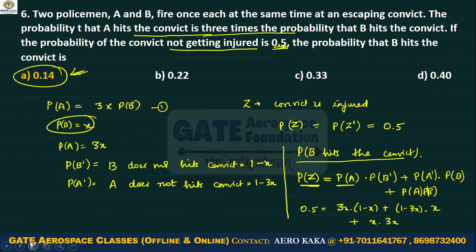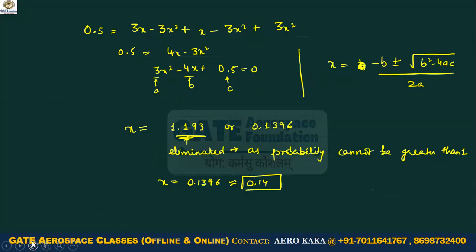The main idea of this solution lies in this equation only, so you need to understand this equation. This equation talks about three terms: when A hits the convict, B does not hit the convict; when A does not hit the convict, B hits the convict; or when A and B both of them hit the convict. For each of these, we have assumed x, 3x, 1 minus x, 1 minus 3x, and we had taken the condition that there is a 50% chance of the convict getting injured or not getting injured in any case. Right? The equation is going to be the same, and then you have to solve the equation. That's it. Right. Moving on to the next question.